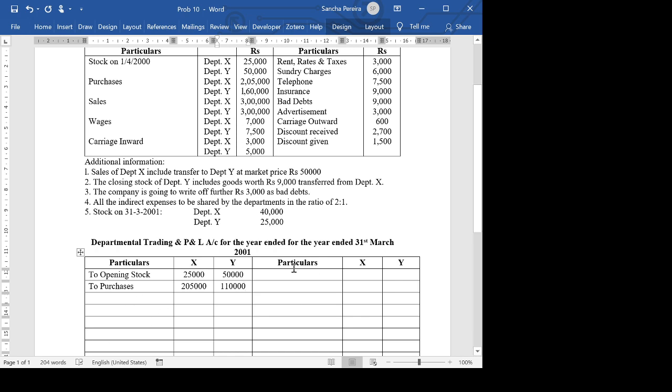Okay, to purchases, 2,05,000. Of Y, I'm taking only 1,10,000, not 1,60,000, because this remaining 50,000 here I'm going to show as an interdepartmental transfer. Okay, then we have by sales. I will put that interdepartmental transfer as well. By sales. Now we need to be careful here. I'm going to put it as only 2,50,000, and here it's going to be the next one. Why it's going to be 3 lakhs. Okay. Now I'll show the interdepartmental transfer.